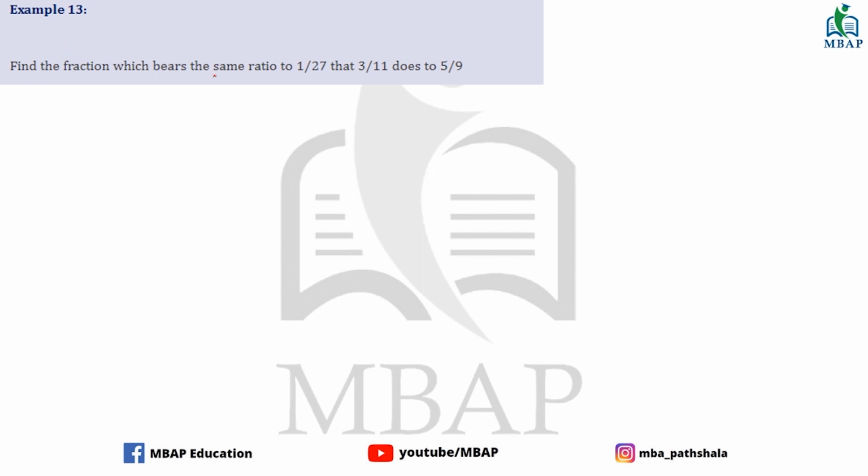Find the fraction which bears the same ratio to 1 by 27 that 3 by 11 does to 5 by 9. Okay, slightly confusing if you read it together. Essentially they want you to find a fraction which has the same ratio to 1 by 27. Let's say that fraction is x as of right now. So that fraction has the same ratio to 1 by 27 which 3 by 11 has to 5 by 9. This is how you will represent the statement they have mentioned.